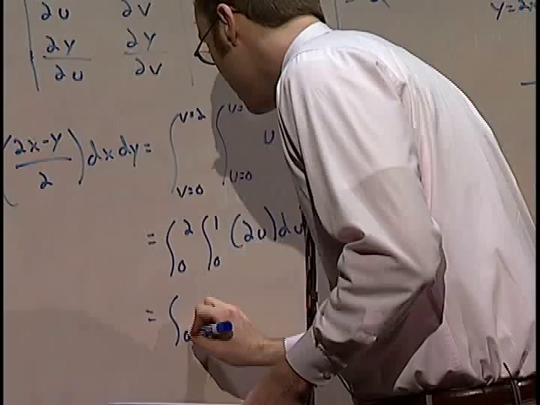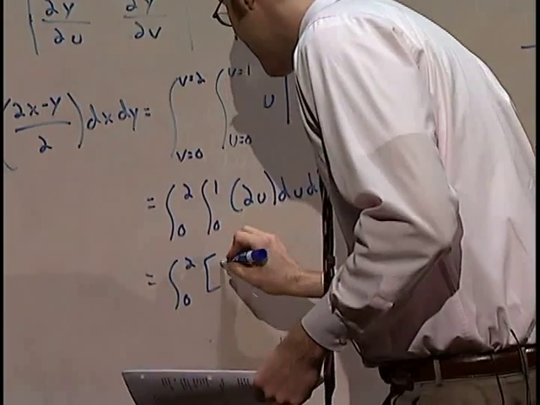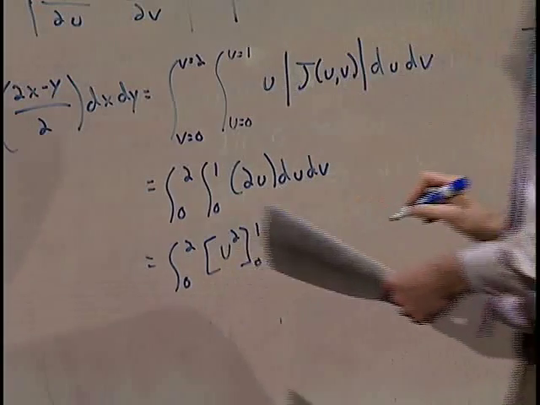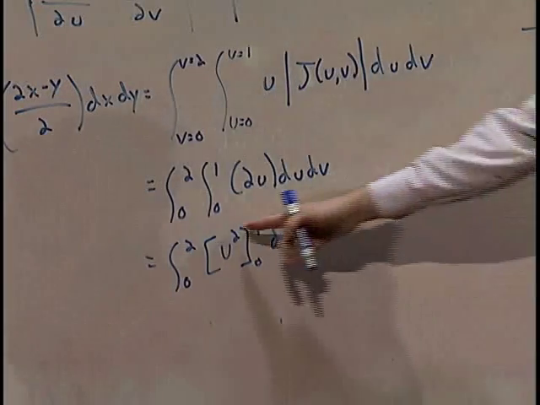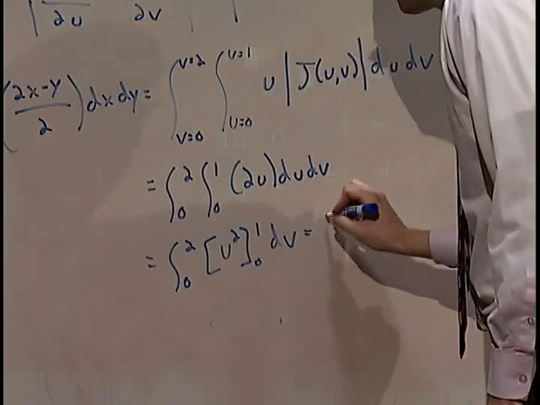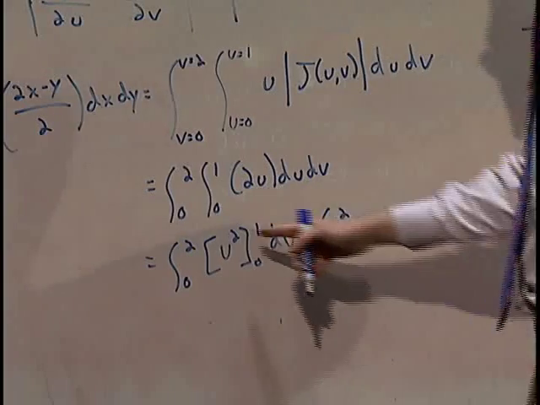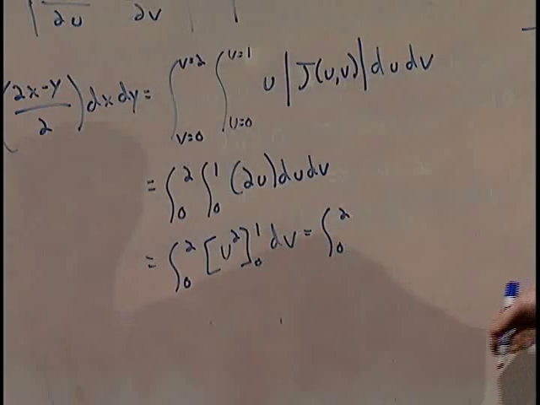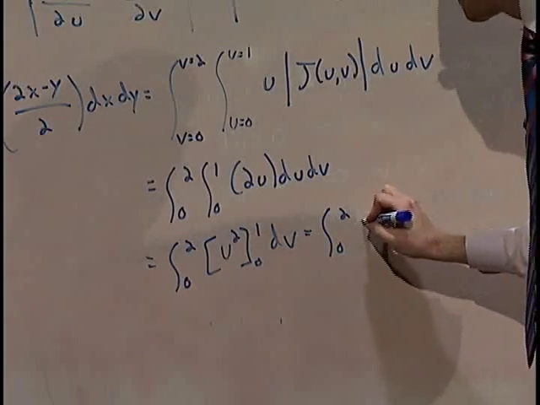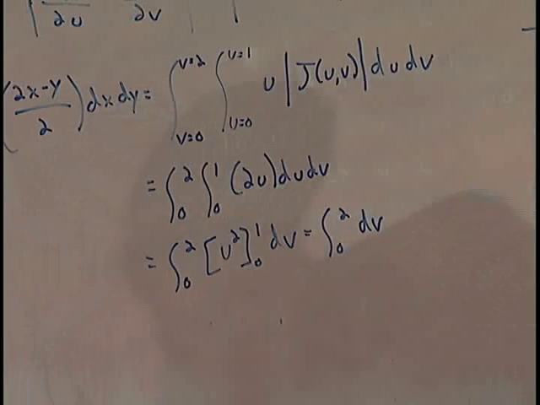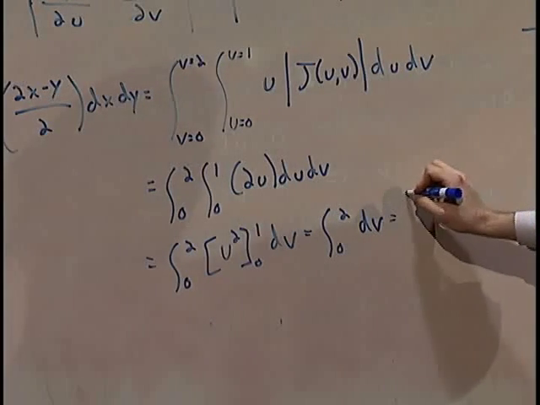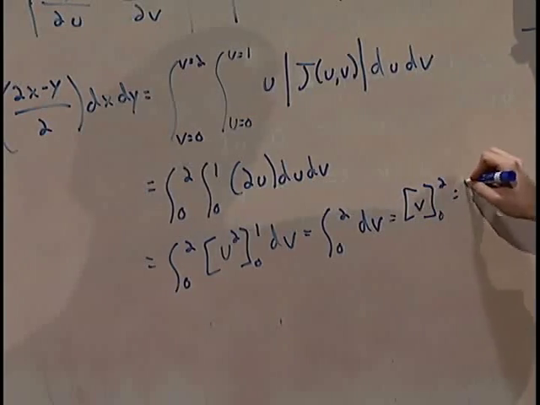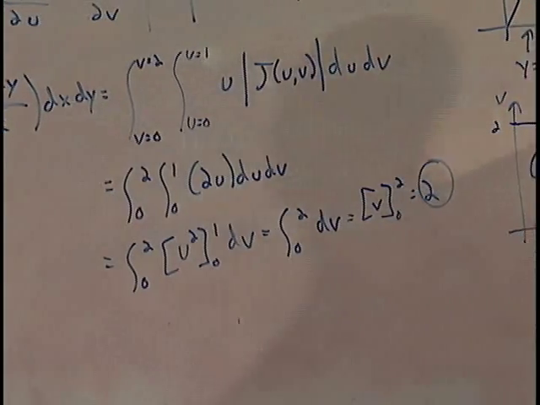Integrating with respect to u first, we get u squared from 0 to 1 dv. Okay. Plug that in. That's integral of 0 to 2. This is just 1, right? This is just 1 dv, so just looks like that. And this is v from 0 to 2, which is just 2.